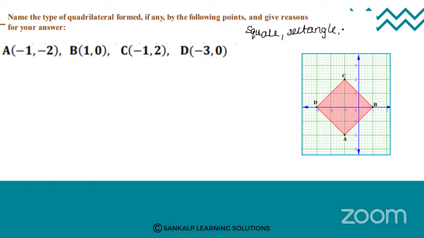Next one is parallelogram. That is also a quadrilateral. Parallelogram. Next, rhombus. Okay. Next, kite. Kite is also a quadrilateral, right? So these all are the quadrilaterals.